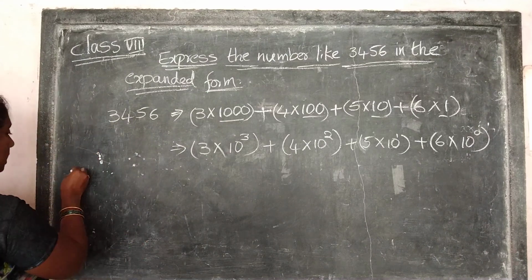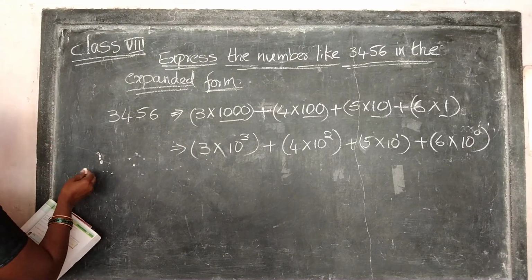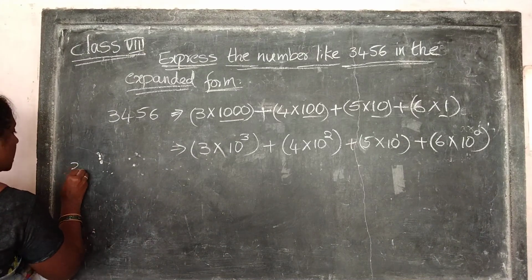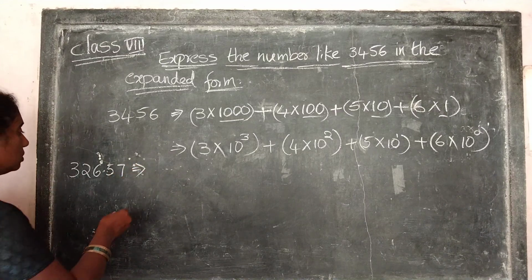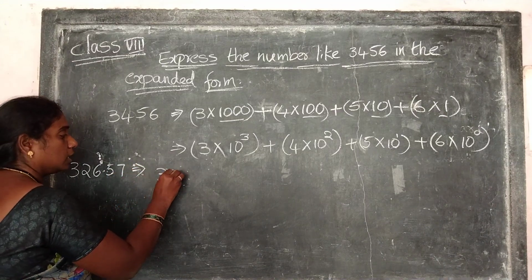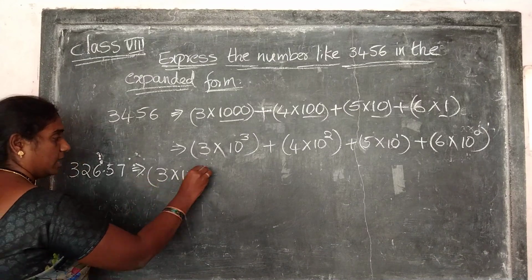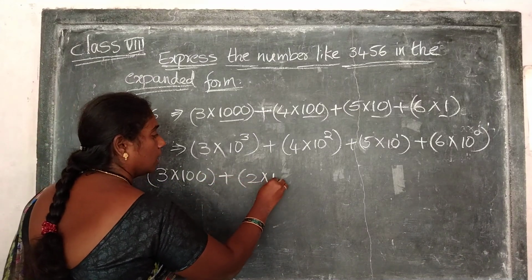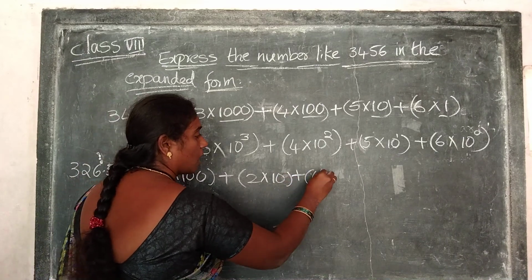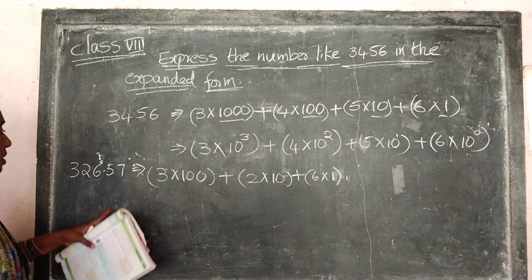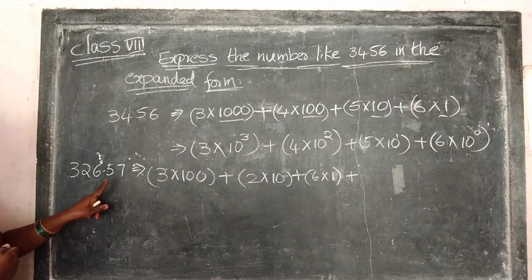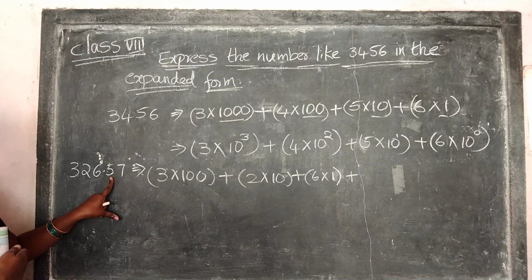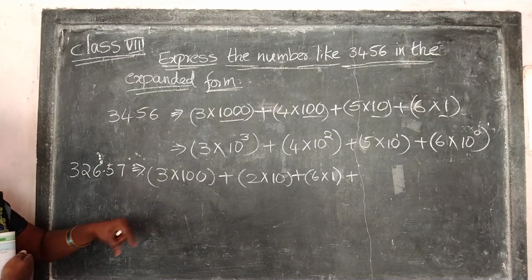See here, I am going to take one more example, from your textbook: 326.57. First of all, write it directly as 3 into 100 plus 2 into 10 plus 6 into 1. Up to here all of you know. After the decimal point, keep plus only. After the decimal point, the first value is the 10th part of the given number, and the next one is the 100th part.